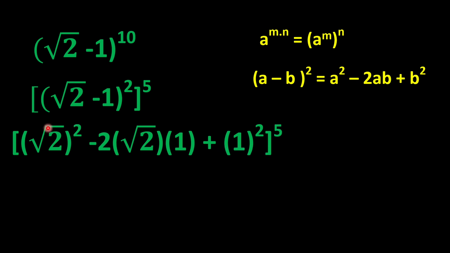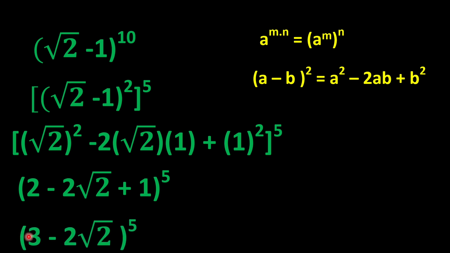This square will cancel this square root, so it will become 2, and when 2 multiplies with under root 2 and 1, it will become 2 under root 2, and this 1 square will become 1. So 2 minus 2 under root 2 plus 1, all power 5. Now we will add this 1 with this 2, so it will become 3. So (3 minus 2 under root 2) all power 5.